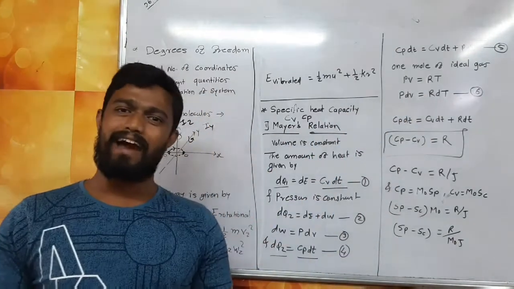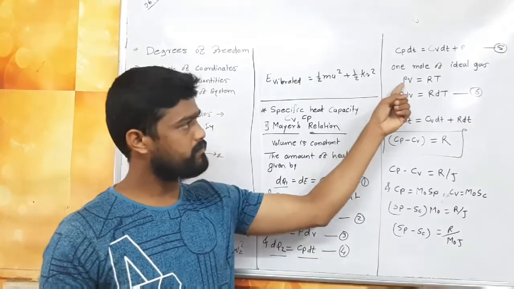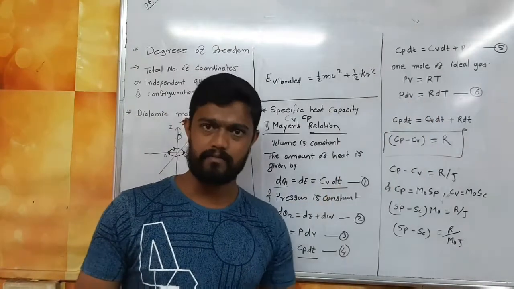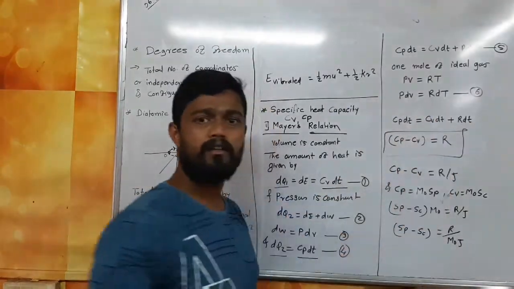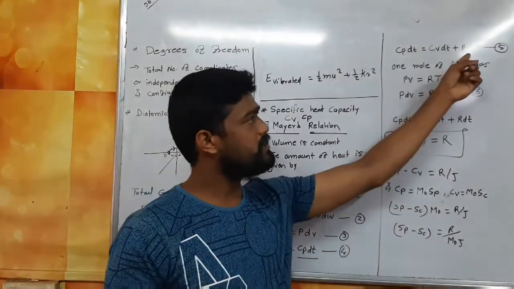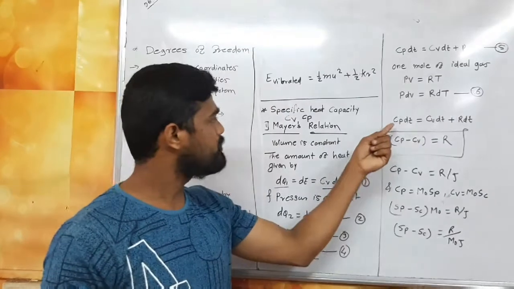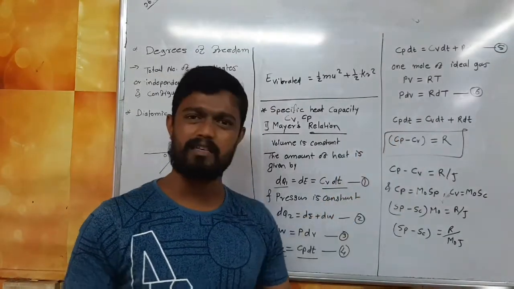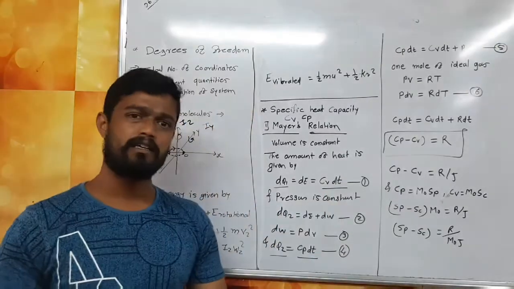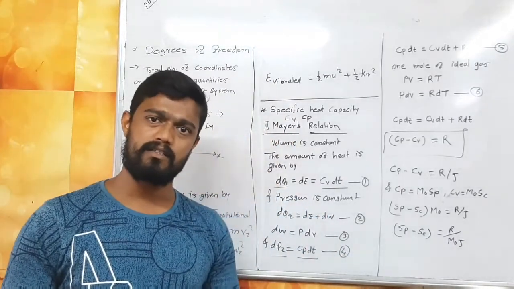So you know that for 1 mole of ideal gas, the perfect ideal gas equation is PV is equal to RT. For a small change, PdV is equal to RdT. You get equation number 6. Now put equation 6 in equation 5. Why? Because here PdV is present. So I replace PdV by RdT. So I got Cp dT is equal to Cv dT plus RdT. dT is common, so it will be cancelled. So what is remaining? Cp minus Cv is equal to R.